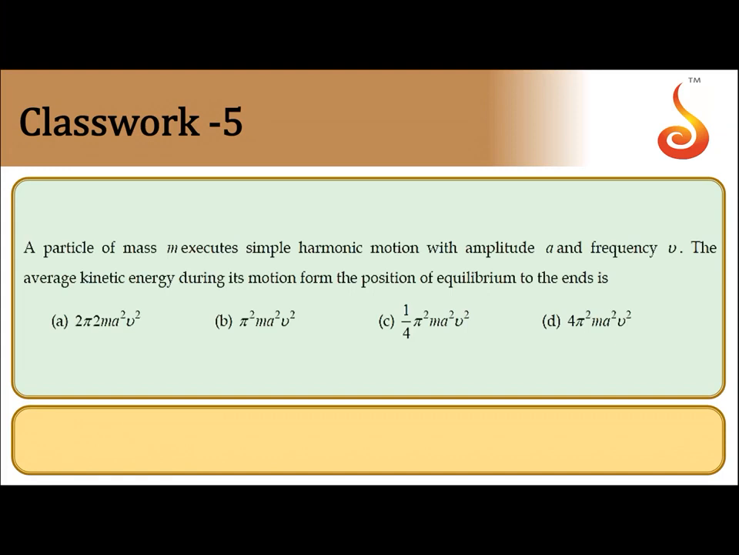So, kinetic energy of a particle, you have to find average kinetic energy in moving from equilibrium to extreme. So kinetic energy is 0 at the extreme position and maximum at the mean position. So at mean position, kinetic energy is, let me call it as k1, half m omega square into a square, where a is amplitude.